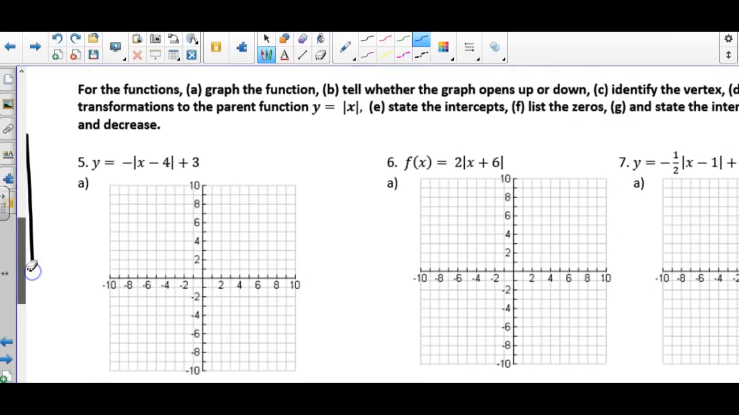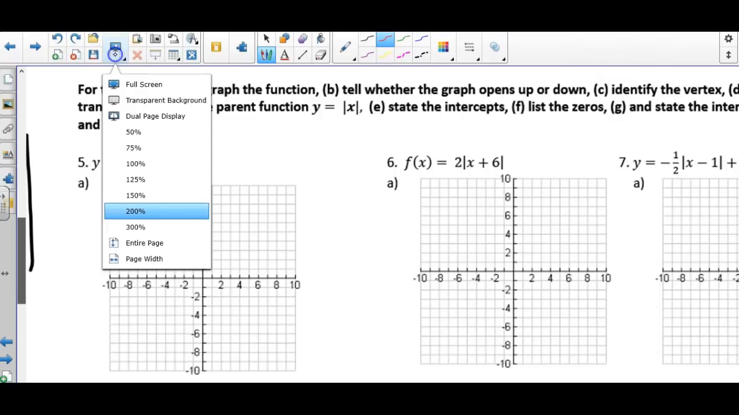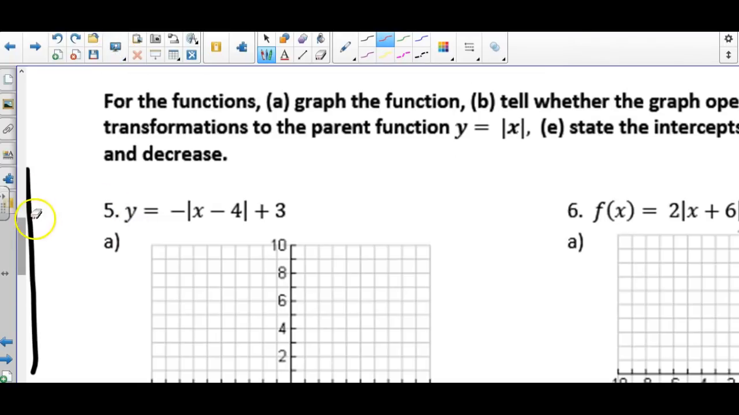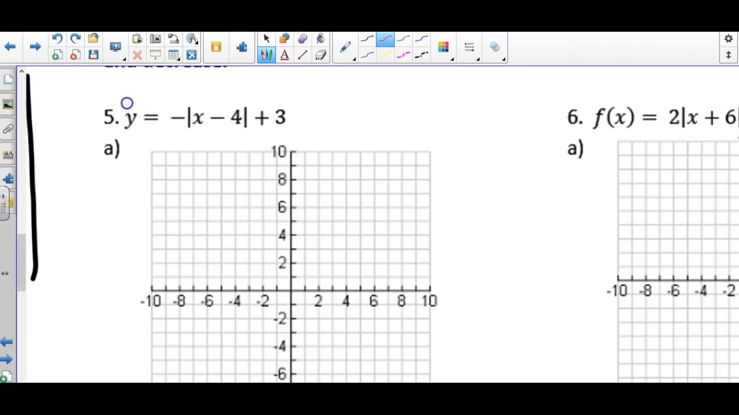All right, let's look at this next example. It says for the function: A, graph the equation. B, tell whether the graph opens up or down. Identify the vertex. State the transformations to the parent function. State the intercepts, list the zeros, and state the intervals of increase or decrease. First of all, see this negative? That tells me I need to be going down. This negative says my V is going to open down like that.